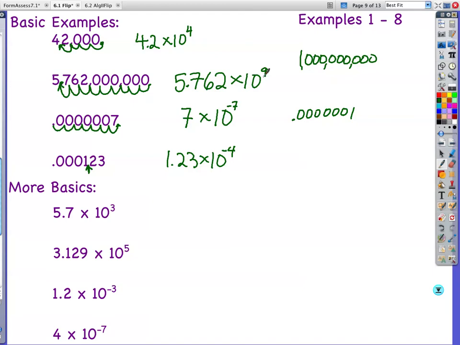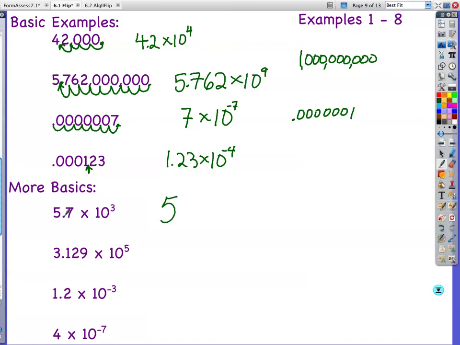Okay, let's go the other way. I converted here from customary or typical standard notation into scientific notation. Here I've got scientific notation, and now it's going to make more sense.